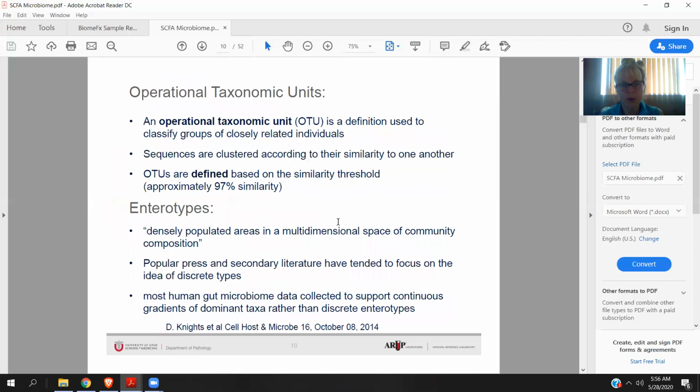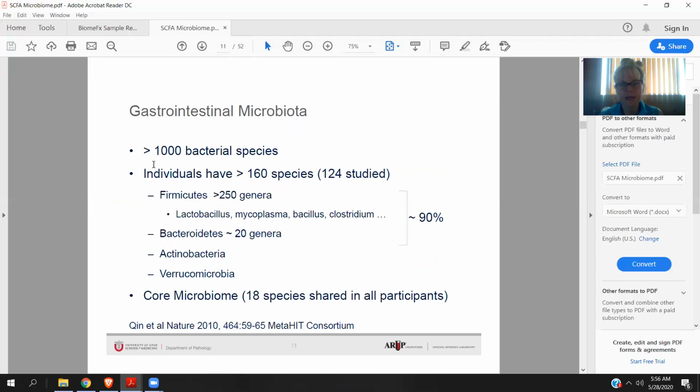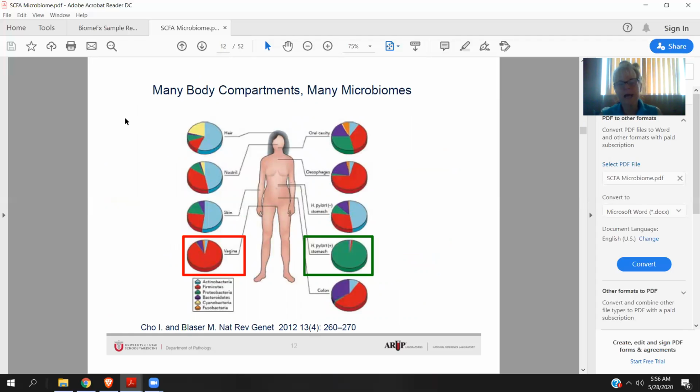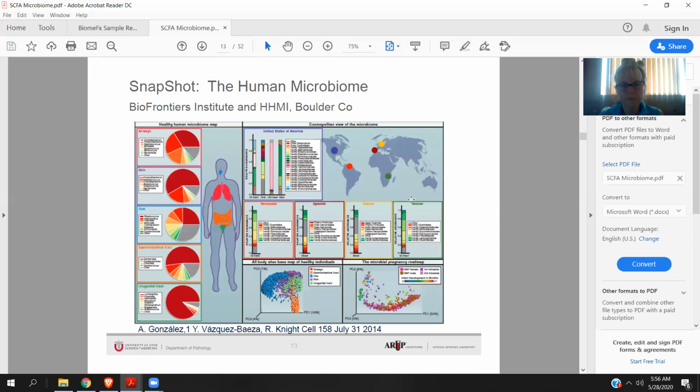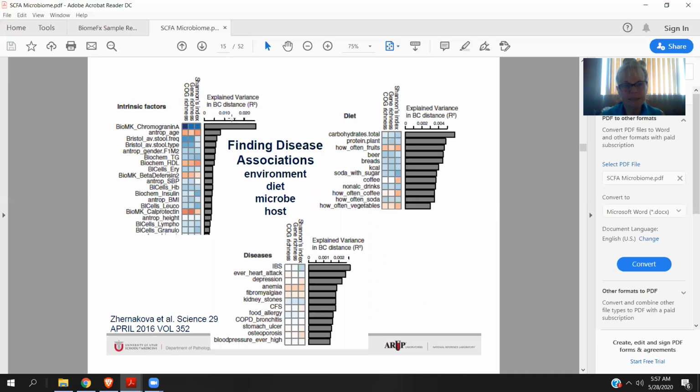What I wanted to get to, you see a lot of good information covered here about the gastrointestinal microbiota, and how the many microbiomes of the body develop their own unique environment. Here this is talking about hair, nostrils, skin, vagina, oral cavity, esophagus, the stomach, the colon. And then it's discussing the different organisms that make up those different environments. This is showing the snapshot, the human microbiome. Now we're looking at how throughout the world different microbiomes will change, and how that is unique for location. And here we're looking at different associations with disease, diet, and the microbiome host.